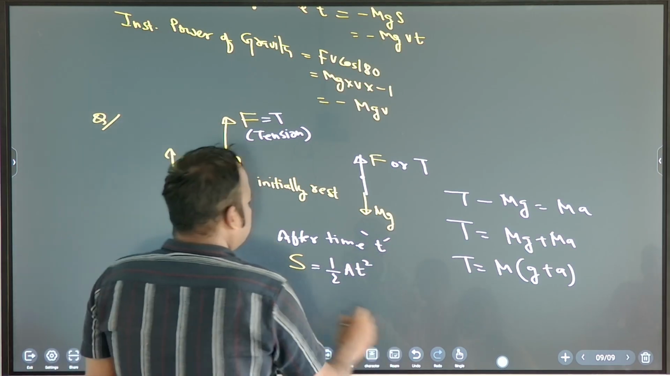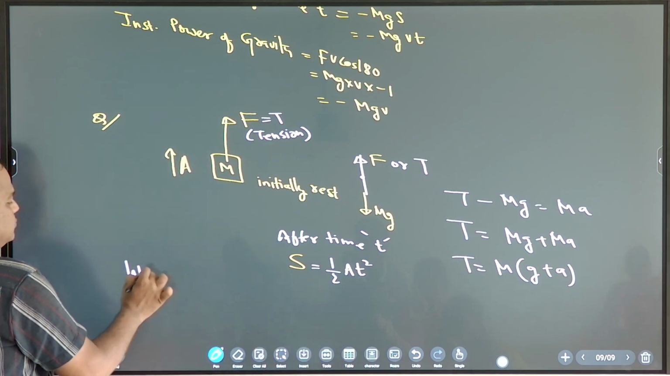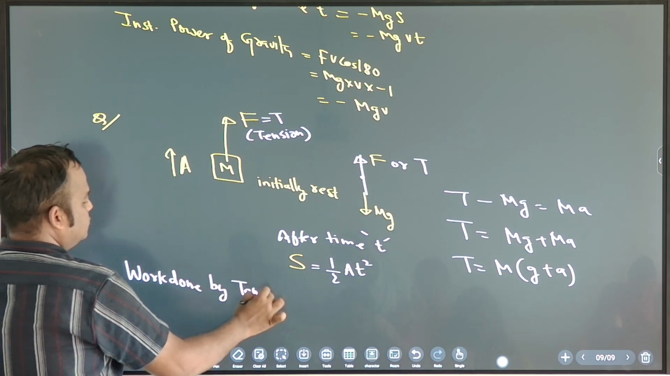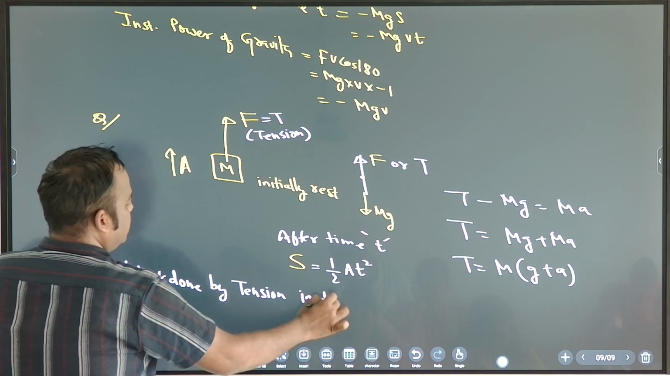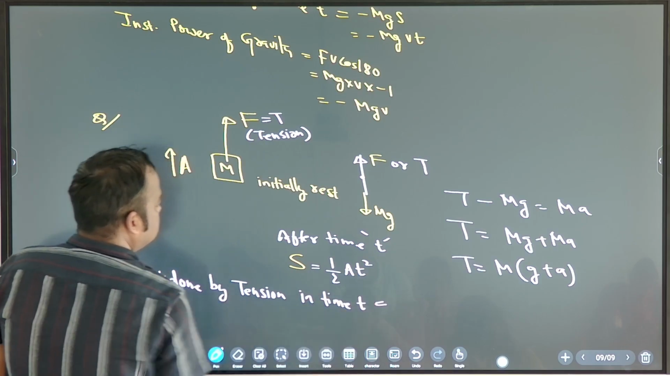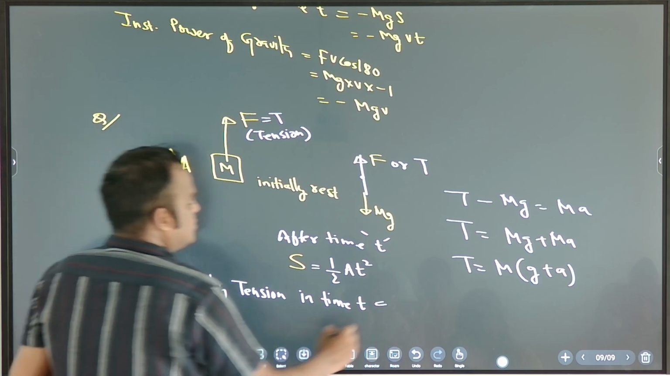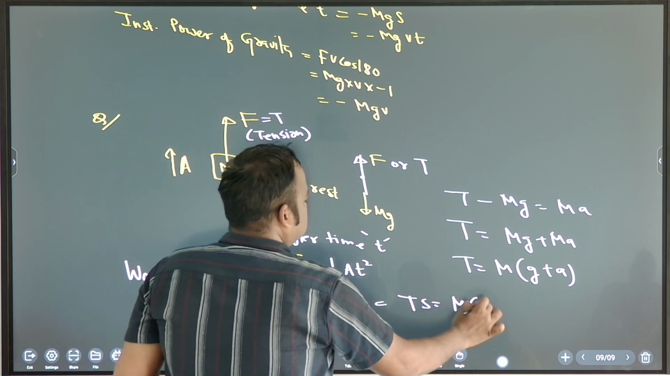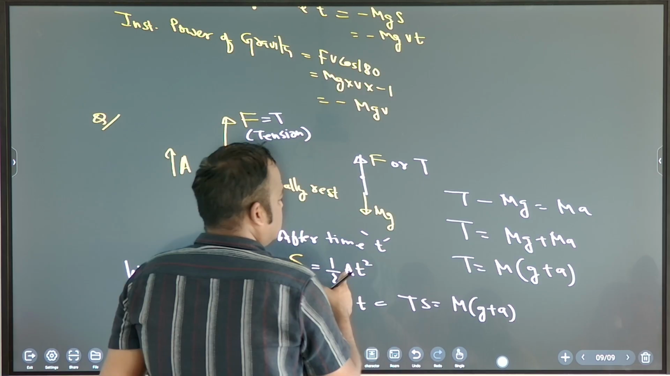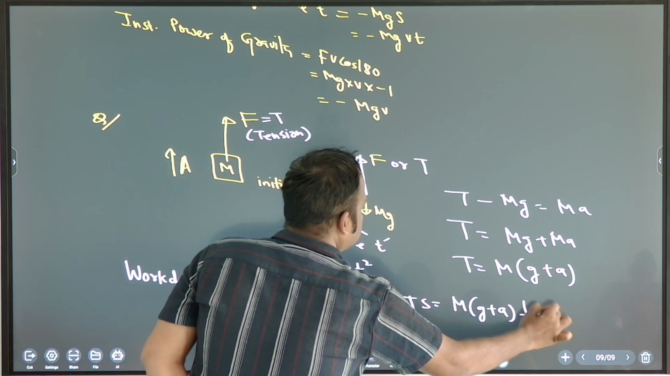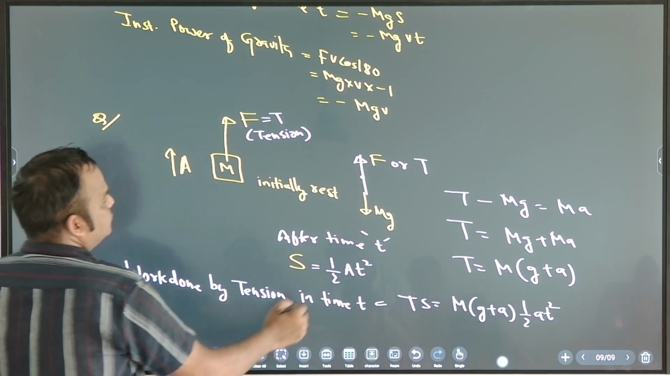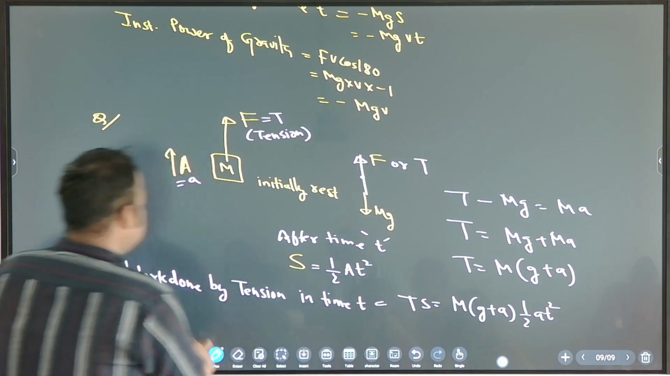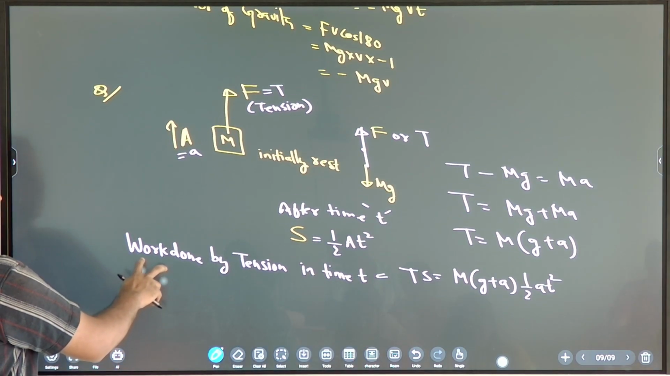So what is the work done by tension? Work done by tension in time t seconds. T s. T into M into G plus A, into S. Half a t square. Okay. Note down. Half a t square. Here, a capital A, small a, anything. Okay. Fine. Work done by tension in time t.